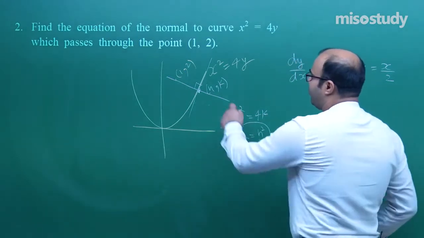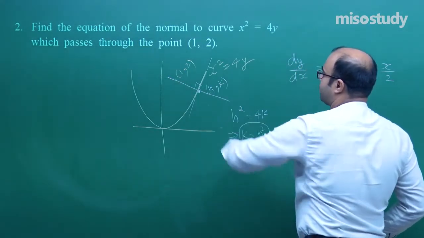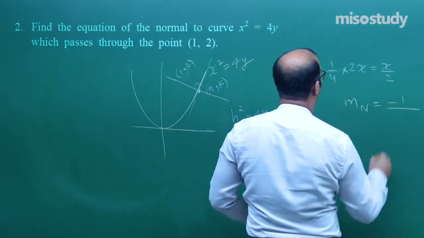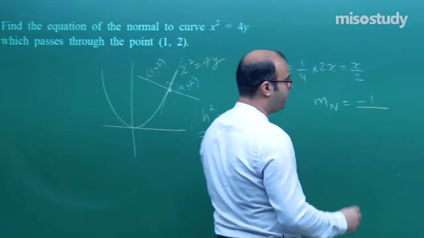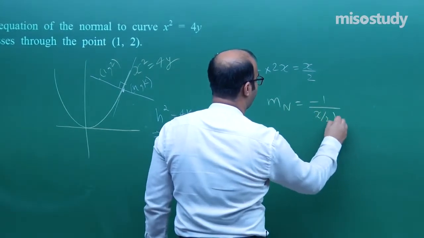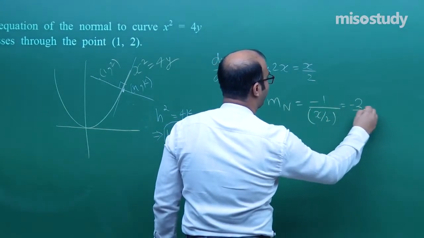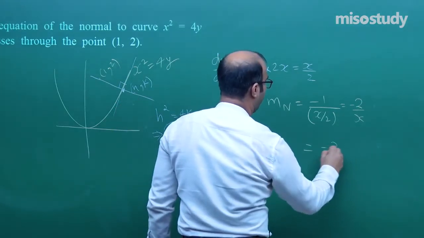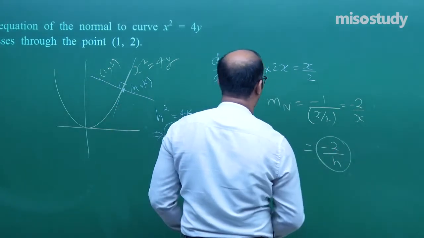Now the normal will have a slope which is minus 1 by the slope of the tangent, and the tangent slope is x by 2. So minus 1 by x by 2, that is minus 2 by x. And what is x? x is h, so minus 2 by h. This is the slope of the normal.